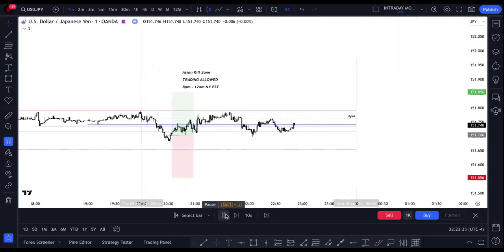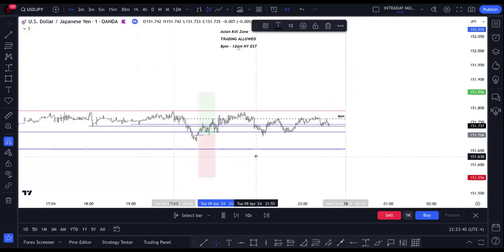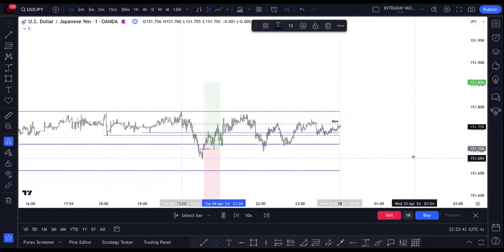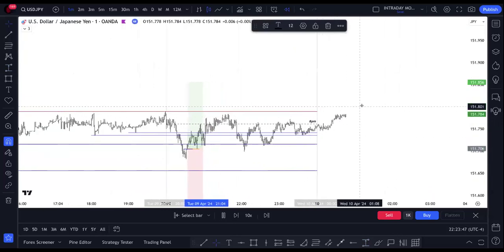And we wait patiently. We hold. We don't get shaken out of the market. We believe in the model. You stand by your model and you hold. And that's the end of the Asian session there. And you see, look, it keeps trading.